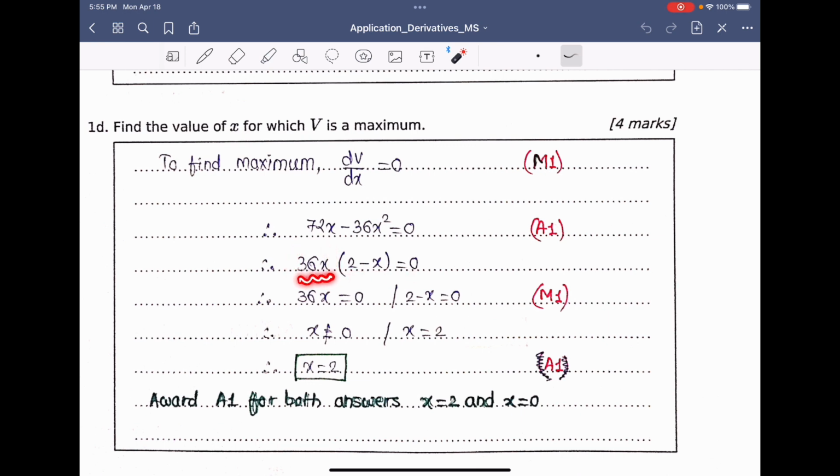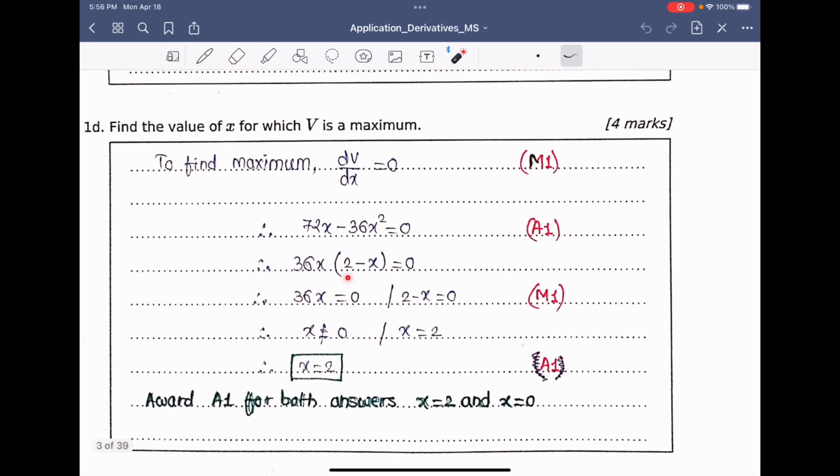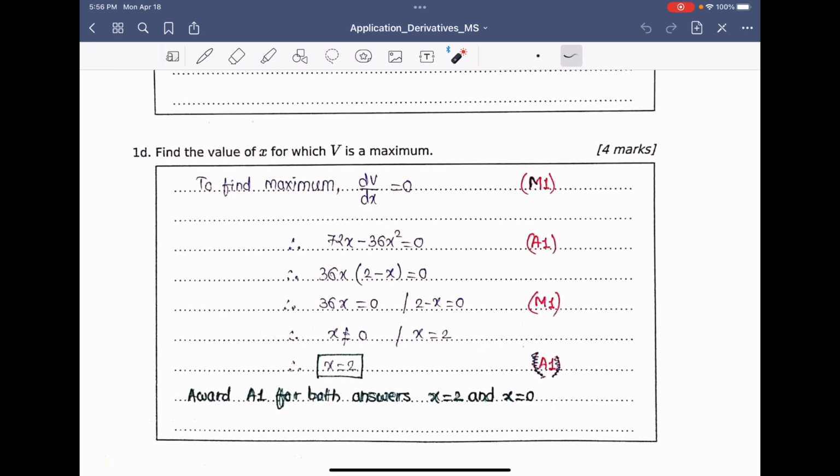So 36x is equal to 0, which is x equal to 0, which is not possible because your length or width cannot be 0. And second, 2 minus x is equal to 0, so x is equal to 2. If this came out negative, that is also not possible because you are doing an application where in real life the length cannot be negative. So your final value here is positive, so x is equal to 2. So find the value, which is x equal to 2.